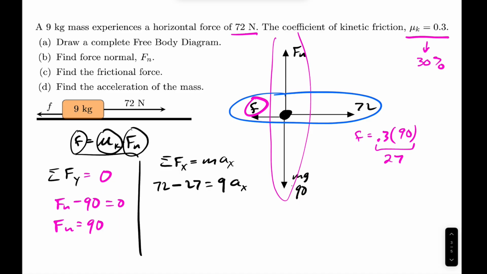So 72 minus 27 would be 45, and that's equal to 9 a sub x, which means a sub x would be equal to 5 when I divide both sides by 9, and the unit would be meters per second squared. Done. So there, we answered all those parts.